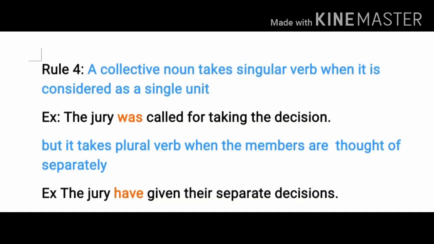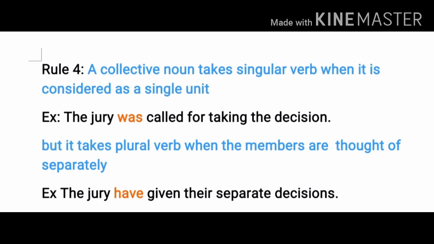Rule number 4: a collective noun takes a singular verb when it is considered as a single unit. Collective noun, which I have defined in the previous videos clearly, means the collection of objects or persons. So a collective noun will take a singular verb when it is considered as a single unit. In the first example, you can see the jury was called for taking the decision. Here jury is a collective noun which is considered a single unit, but it takes a plural verb when the members are thought of separately.